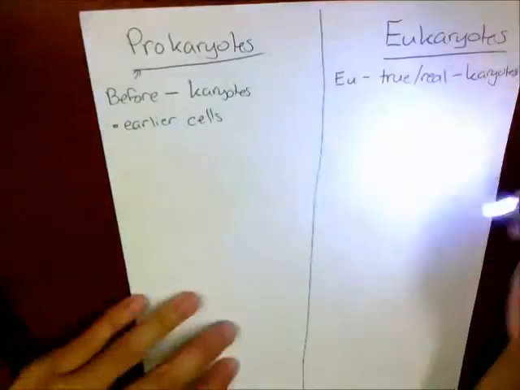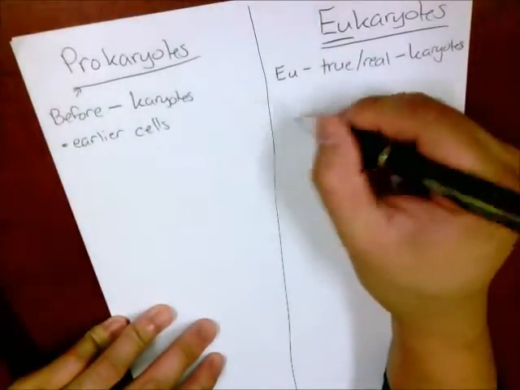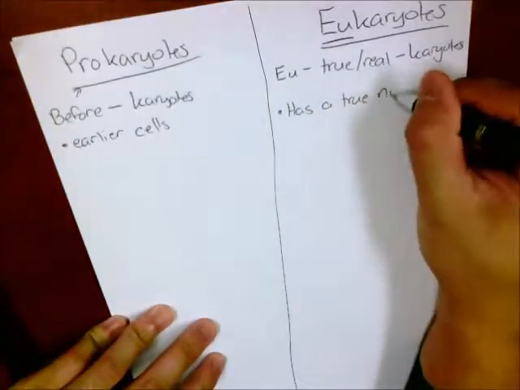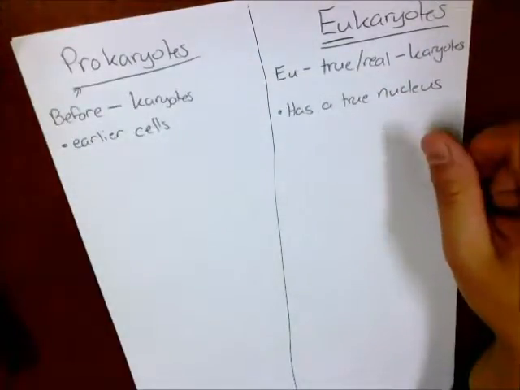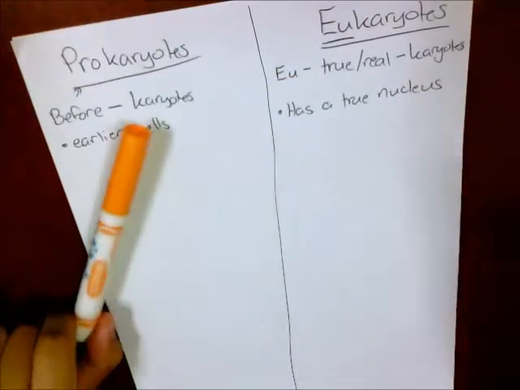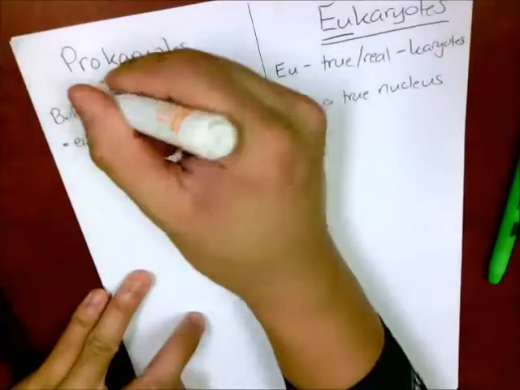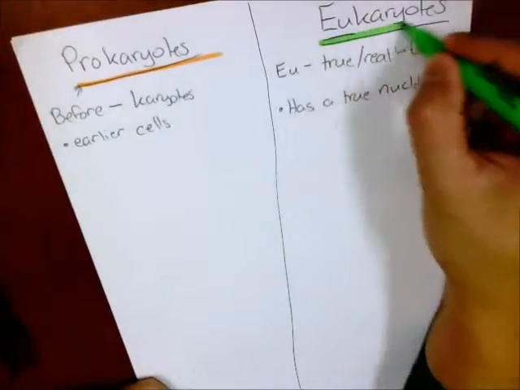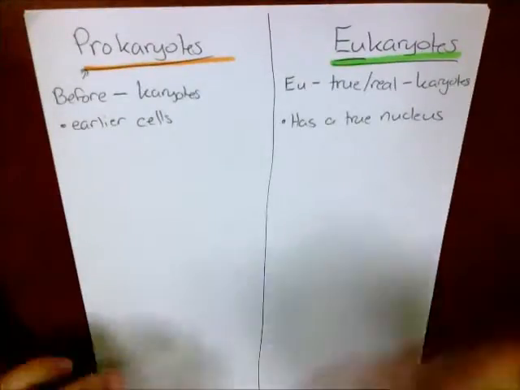Let's talk about what this means. This eukaryote, this true thing, means it has a true nucleus. I'm going to do these in different colors because I feel like it. Here's that weird orange again, and I've got a green highlighter. So we're going to go with these two colors today. Prokaryotes are going to be orange. Eukaryotes are going to be green. Those show up pretty well, so this will work out. I apologize if the top of this isn't going to be as cool as the bottom.